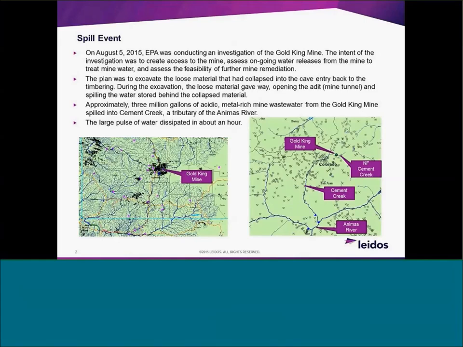The graphics on this slide show an overview map of the location of the Gold King mine. It's in the vicinity of many other abandoned mines in this region. And then on the right-hand side, a zoom in on this area, showing the location on the North Fork of the Cement Creek and some of the downstream tributaries.